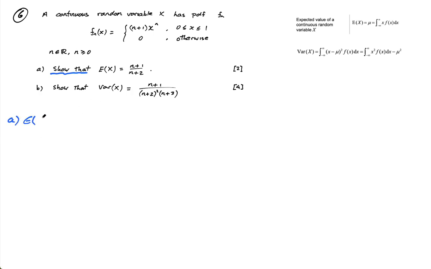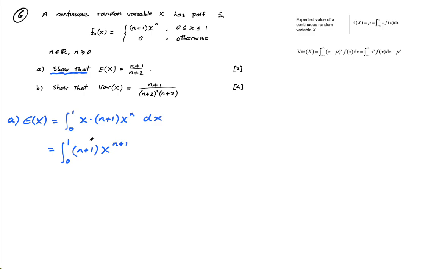The expected value of x for a continuous random variable is the integral. Now it's from negative infinity to infinity, but that's for any continuous random variable. We only have to worry about 0 to 1 because this is the only place where it's not 0. So I basically go 0 to 1 and it's x times f of x. So I do x times this, which is n plus 1 times x to the n, and then dx. Now, when you multiply x times x to the n, you get x to the n plus 1. So this is just n plus 1 times x to the n plus 1.